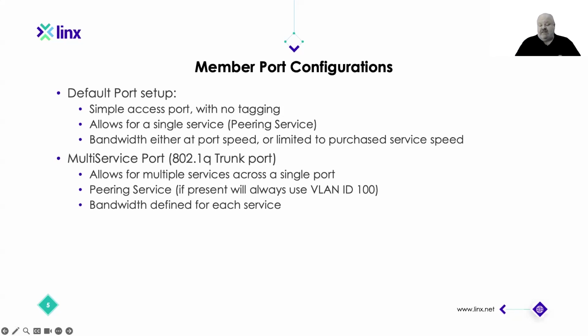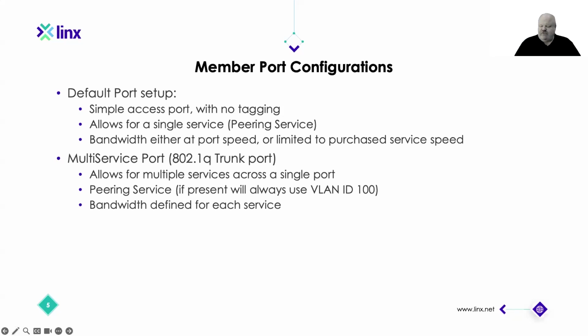If you convert an existing port which has been used for peering, by default, we then change your peering service and present it to you on VLAN ID 100 as a default. Again, that service can either have as bandwidth the full port bandwidth, or it can be one of the available bandwidth selections that we allow you, i.e. 2 gig, 3 gig, 5 gig on 10 gig ports, or 30 gig on a 100 gig port. And again, the individual services will be limited to that speed.